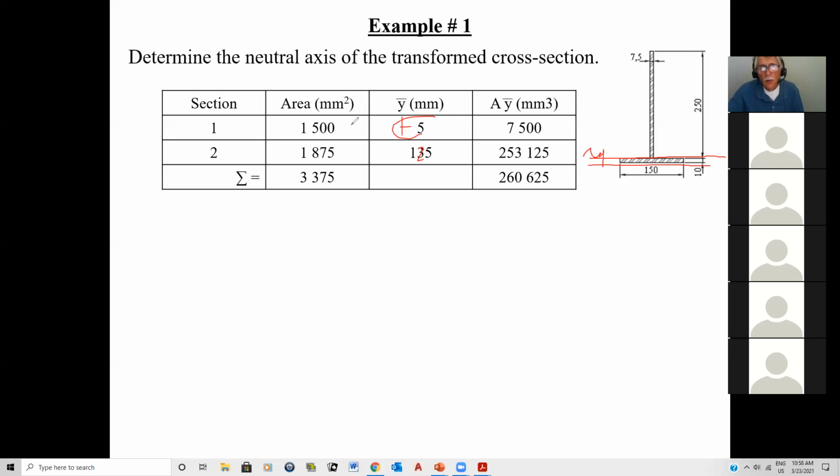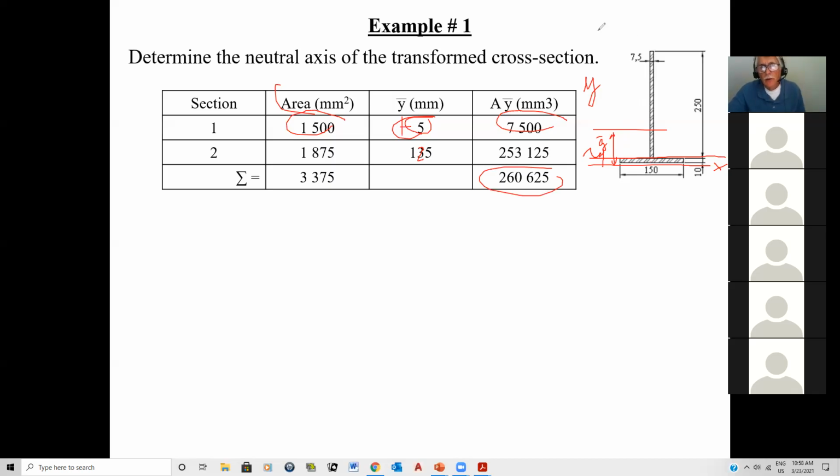Of course, once you calculate the area and the distance from the centroid of that area to your reference line, this becomes your AY bar. Once you do that correctly, the neutral axis is your AY bar divided by your A, and that gives you your Y bar. The reason we call it Y bar is because we're moving along the Y axis. We call this the X axis and this the Y axis, and we're trying to find a distance along the Y axis.